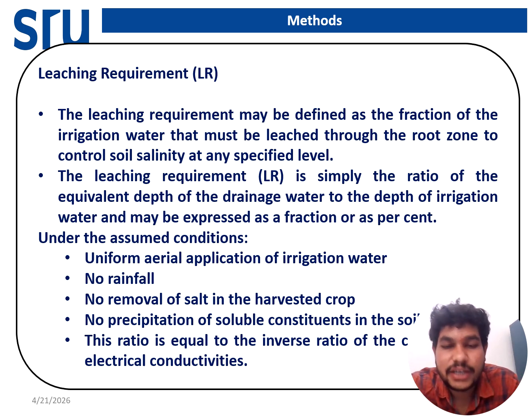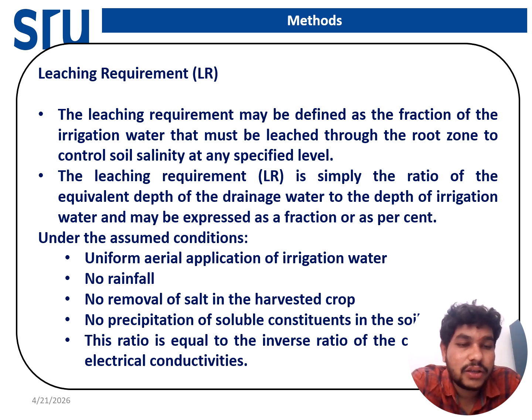What is meant by the leaching requirement? If you are going for reducing the salt concentration, we have to go for the leaching option. Leaching requirement is the fraction of the irrigation water that must be leached through the root zone to control the soil salinity to a specific level. In terms of mathematical equations, the leaching requirement is the ratio of the depth of the drainage water to the depth of the irrigation water. But we also have to assume some conditions: uniform area application of irrigation water.